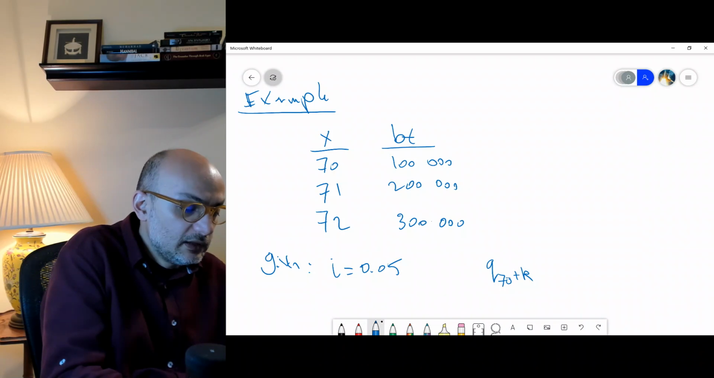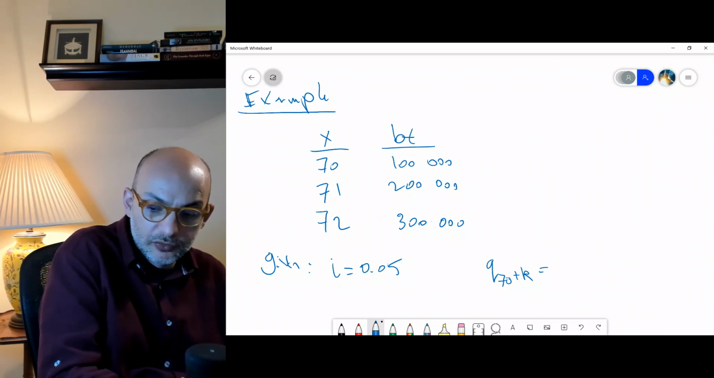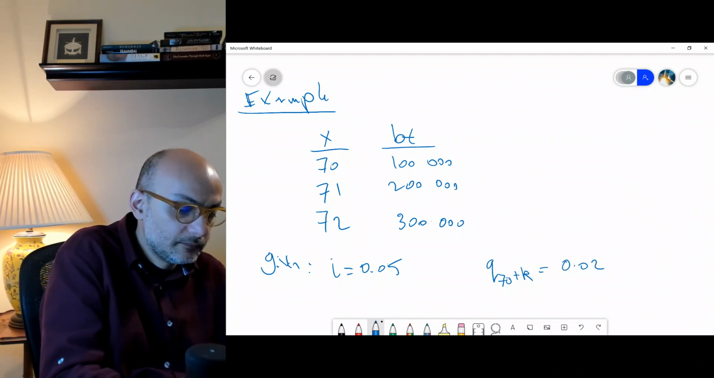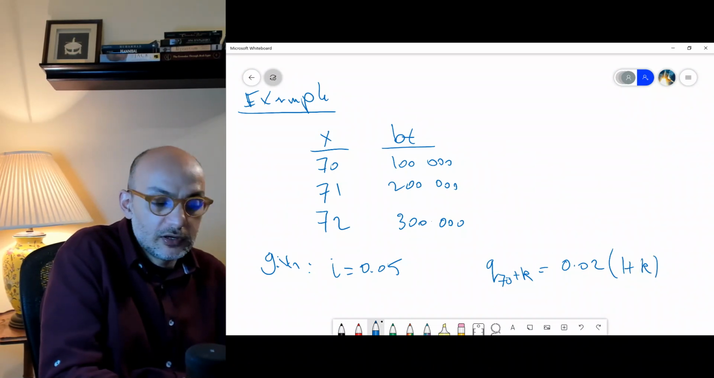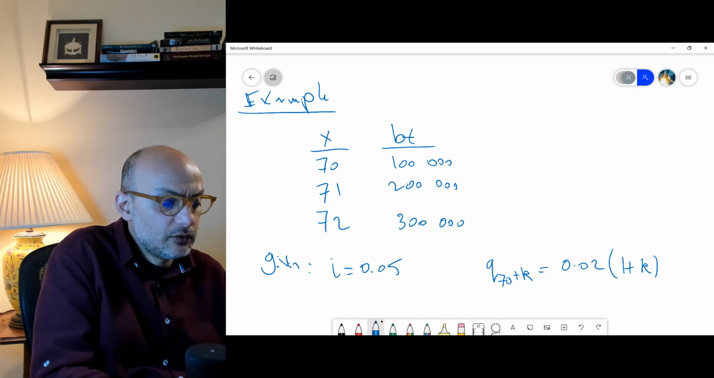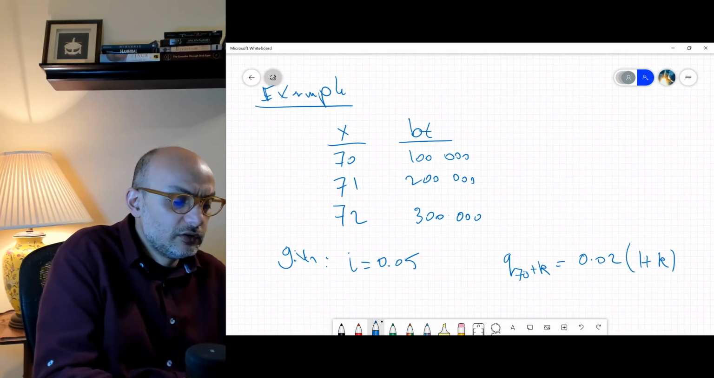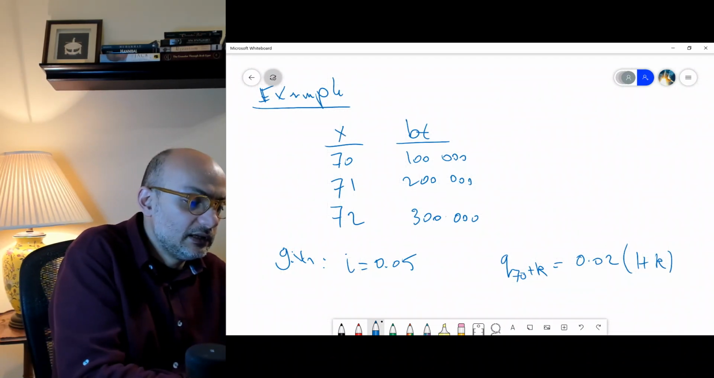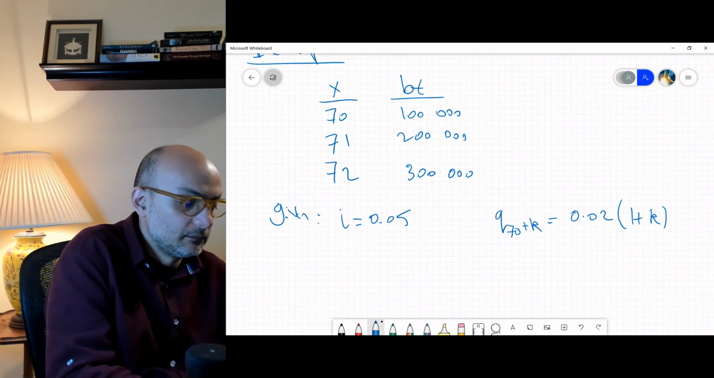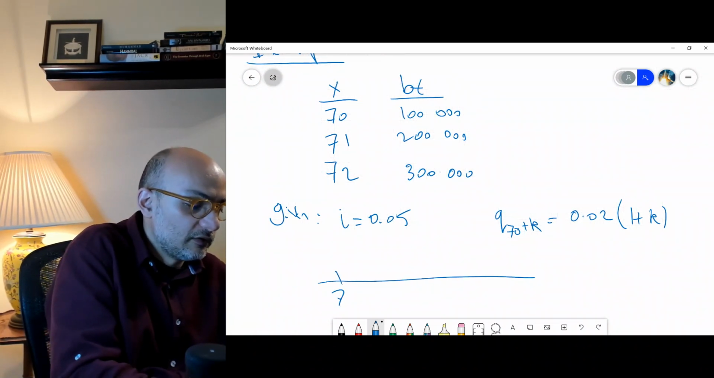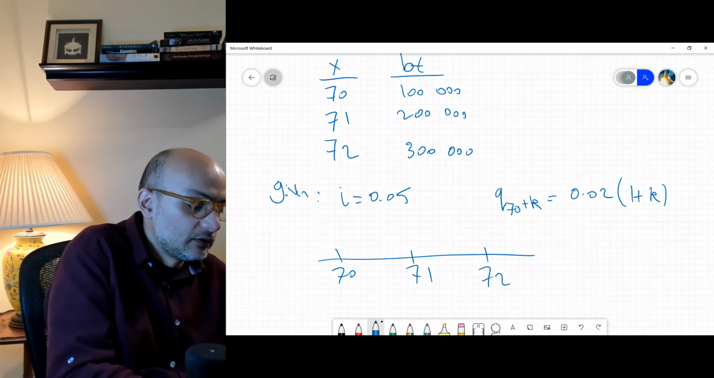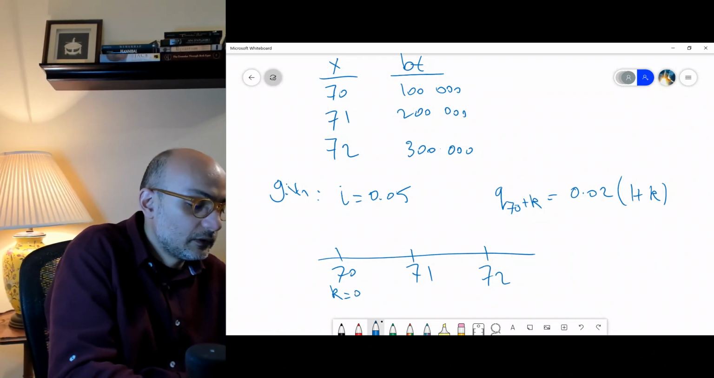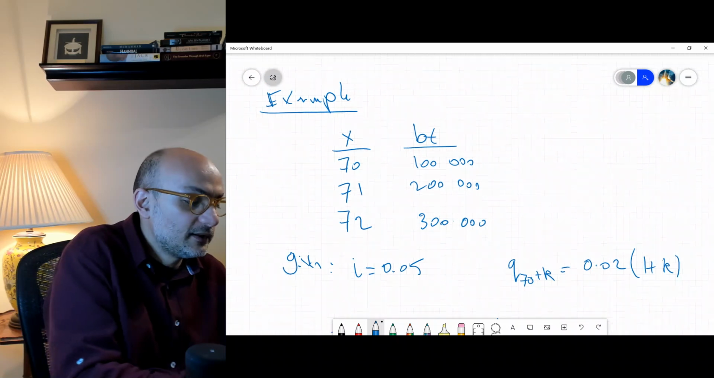Let's say it's given to us by a specific formula: 0.02 multiplied by (1 plus K), for K = 0, 1, 2. So we are given all we need. Usually, if we visualize it, the ages are 70, 71, 72, so K is 0, 1, 2. Maybe we can write it here.